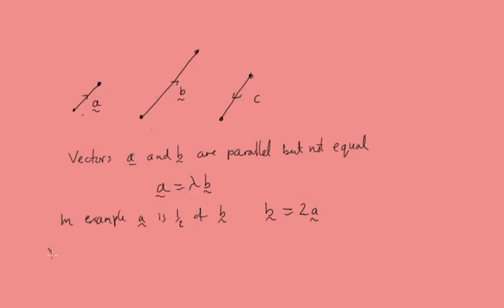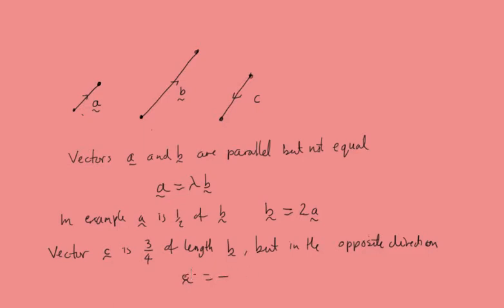Now vector C is 3/4 of length B, but in the opposite direction. So C is equal to minus, oops, that looks like an A again, let's just rewrite that better. So C is equal to minus 3/4 B.